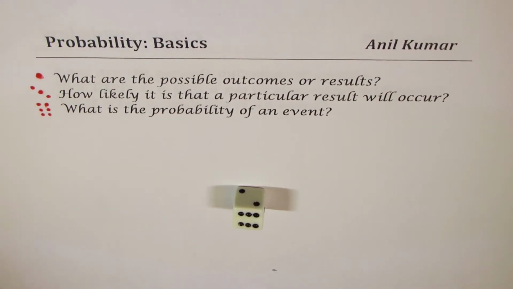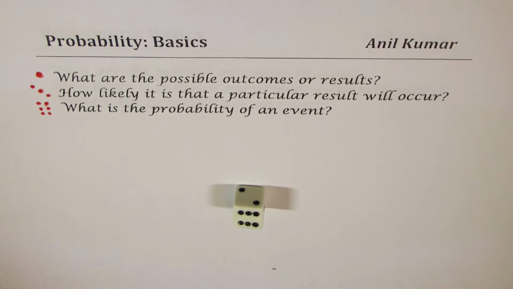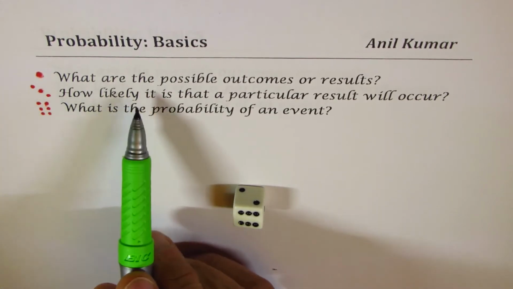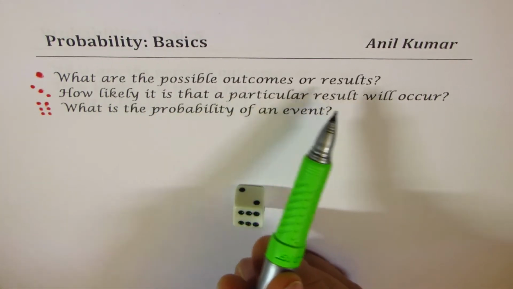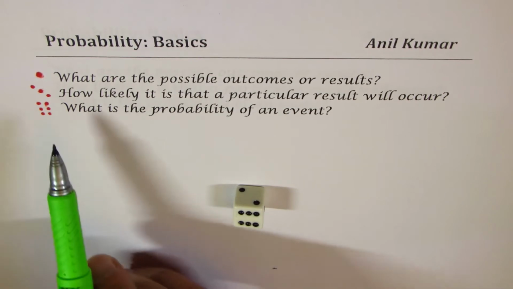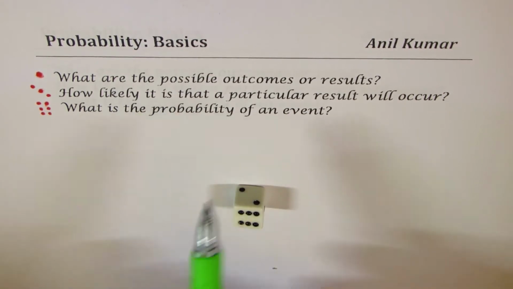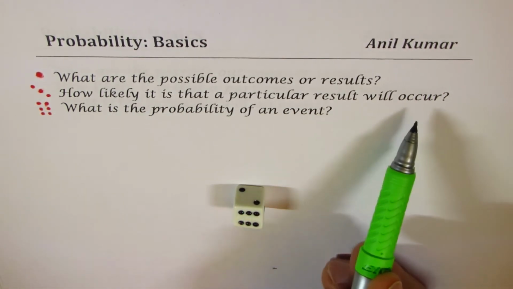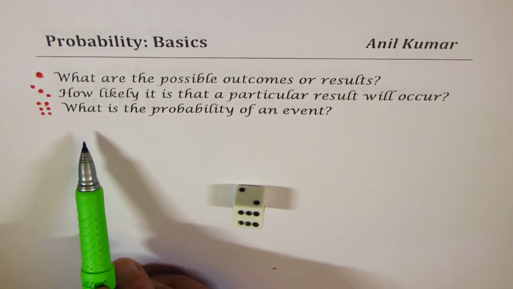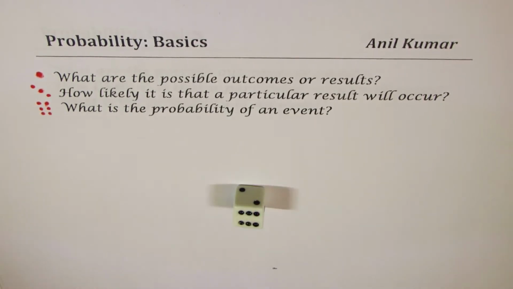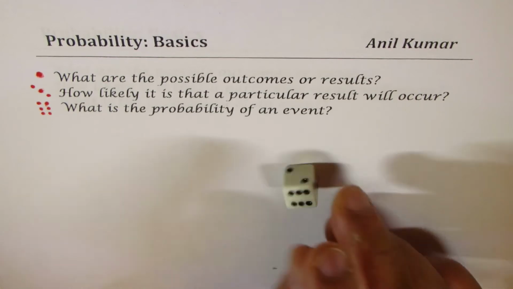Now we'll play the probability game with the help of a dice. You have to again answer the same questions. First, what are the possible outcomes or results of this game? How likely it is that a particular result will occur? And what is the probability of an event? So you're playing with this dice, right?